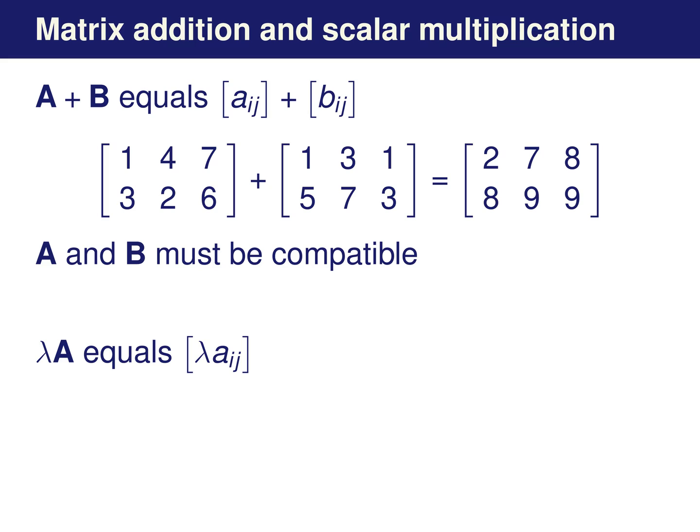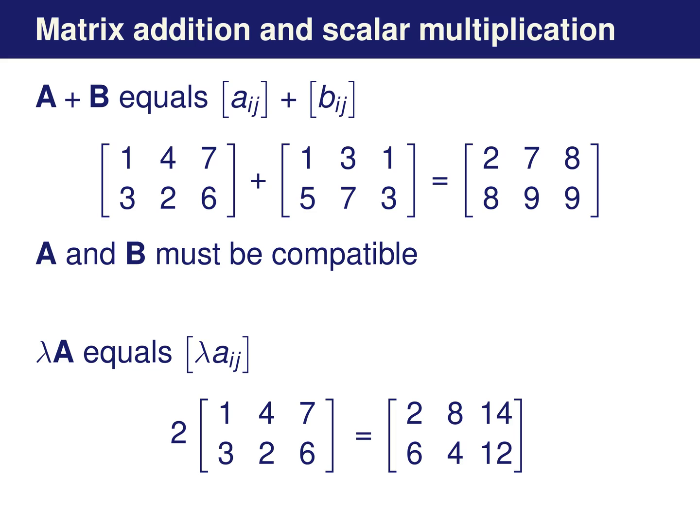If we multiply a matrix by a scalar, we simply multiply each element of the matrix by that scalar. For example, 2 times the matrix 1 4 7, 3 2 6, is simply the matrix 2 8 14, 6 4 12.